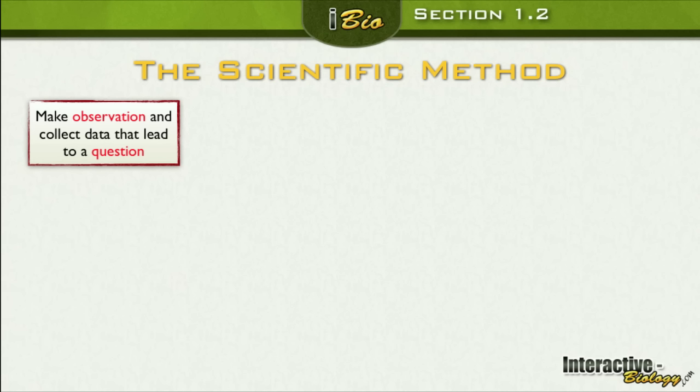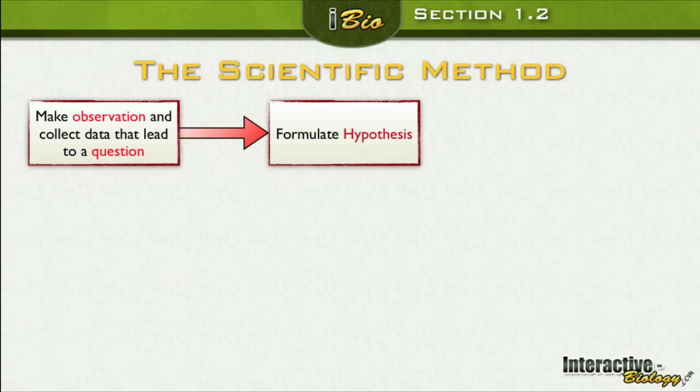Step number two. What's the step number two? Anybody knows? You formulate a hypothesis. What's a hypothesis? Kind of an educated guess, right? It's a tentative answer to the question that you're asking. It's what you think it is based on what you know. After you formulate a hypothesis, what are you going to do next? You're going to test it.